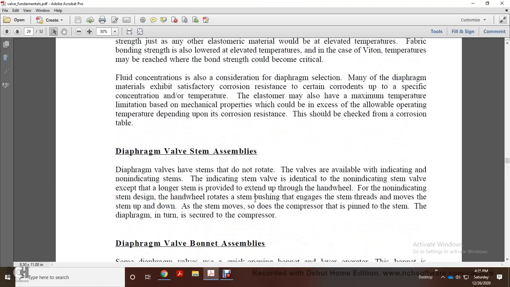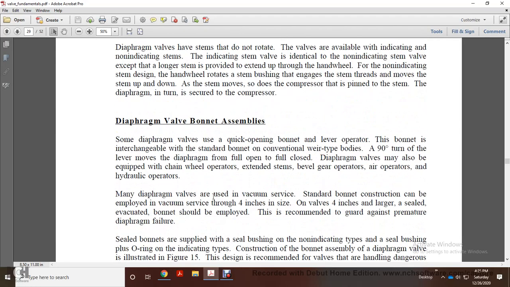Diaphragm valve stem assembly. The diaphragm valve has stems that do not rotate. The valve is available with an indicating stem or a non-indicating stem. The indicating stem is identical to the non-indicating stem valve, except a longer stem is provided to extend up through the handwheel. The design of the handwheel rotates the stem bushing, which engages the stem threads to move the stem up and down. As the stem moves, the pressure is transmitted through the stem to the diaphragm in turn with the screw of the compressor.